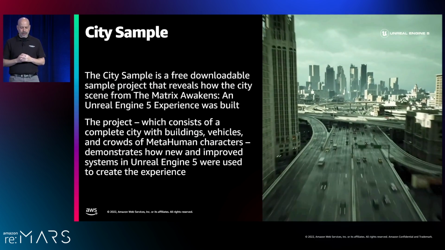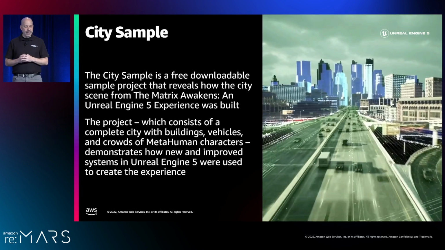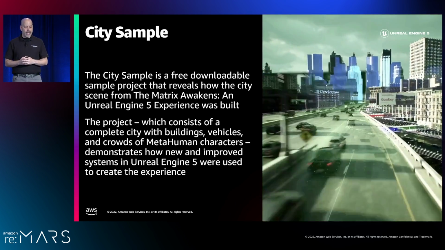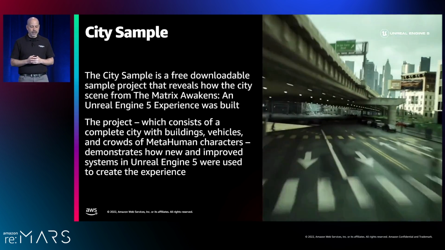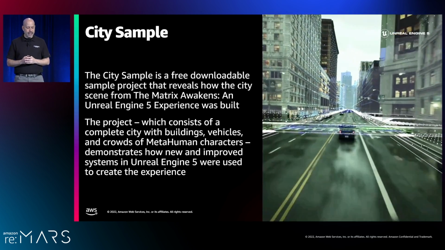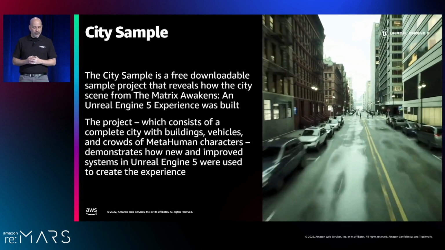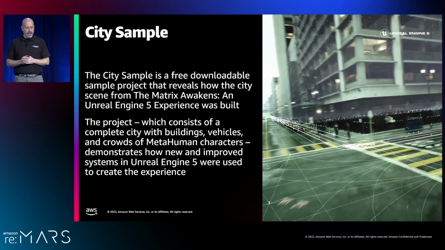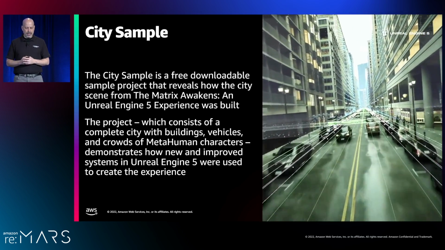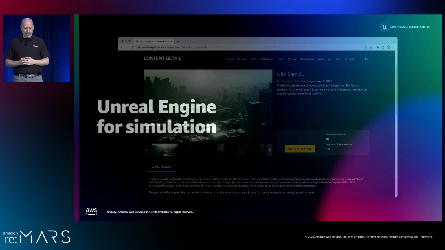Again, the slide has perfect words, I'm going to read it. The City Sample is a free downloadable sample project that reveals how the city scene from The Matrix Awakens, an Unreal Engine 5 experience, was built. The project, which consists of a complete city with buildings, vehicles, and crowds of MetaHuman characters, demonstrates how new and improved systems in Unreal Engine 5 were used to create the experience. You can actually download the City Sample for free on our Unreal Marketplace, and we'll show you how to do that a little bit later.